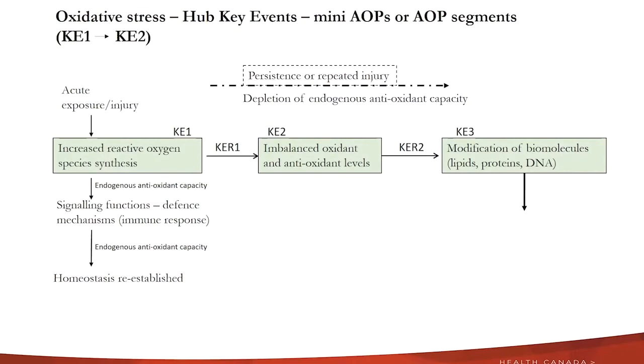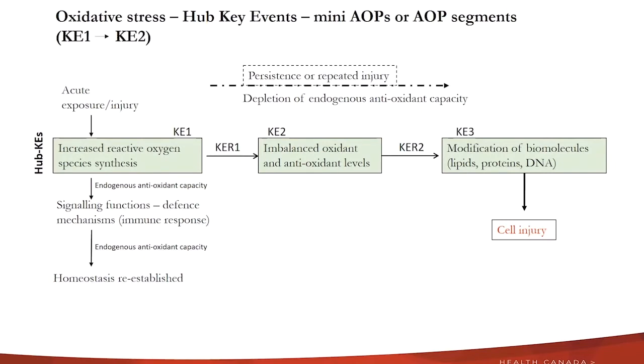And the purpose of that cellular level injury could be to signal and to activate the defense mechanisms. However, in the presence of persistent injury or persistence of the material or repeated injury, eventually the endogenous antioxidant capacity depletes, which will create an imbalanced oxidant and antioxidant status, and that would lead to oxidative modification of biomolecules such as lipids, proteins, and DNA, which then can pose detrimental risk to the organism.